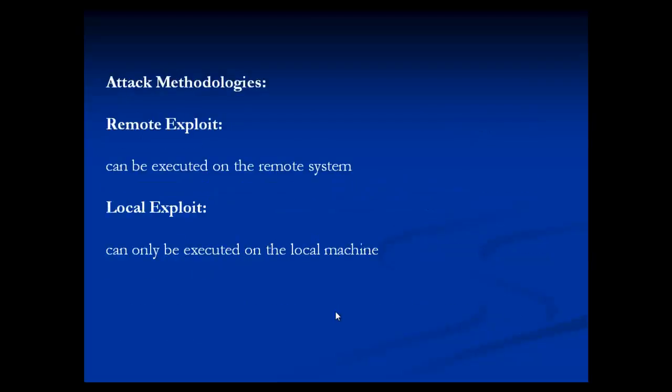And now let us try to understand the attack methodologies. One is remote exploit and another one is local exploit. Remote exploits can be executed on a remote system. These tend to exploit the services running on the remote system to gain access to that system. For example, an FTP server taking malicious input from a client machine, resulting in a buffer overflow attack. These are called remote exploits.